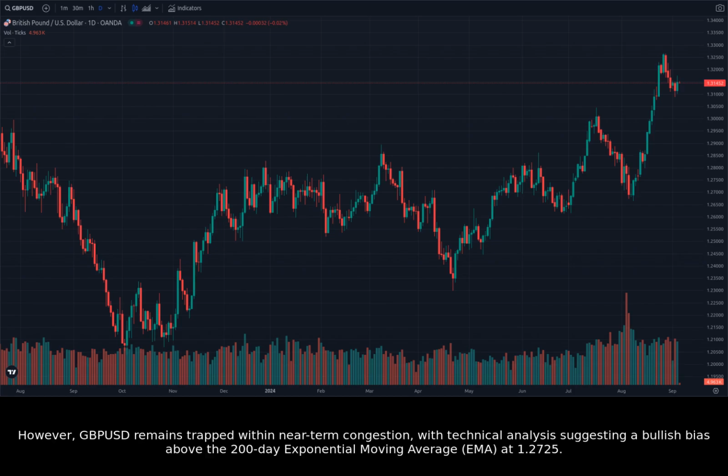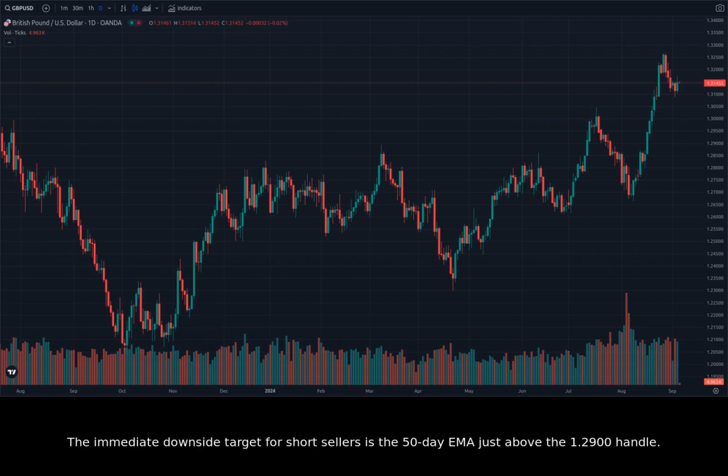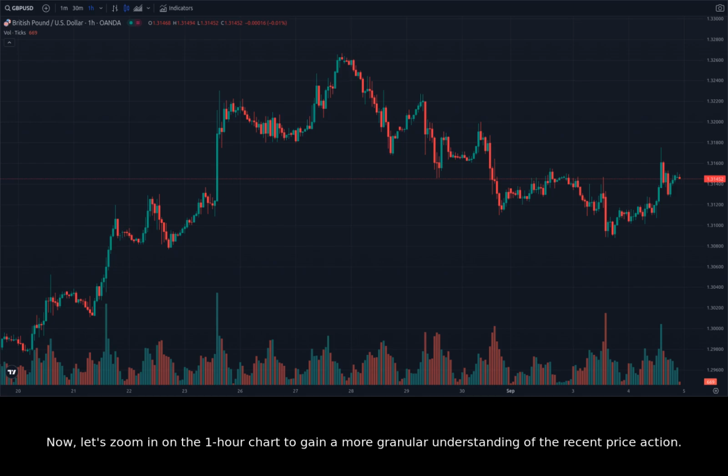However, GBPUSD remains trapped within near-term congestion, with technical analysis suggesting a bullish bias above the 200-day exponential moving average, EMA, at 1.2725. The immediate downside target for short sellers is the 50-day EMA just above the 1.2900 handle. Now, let's zoom in on the 1-hour chart to gain a more granular understanding of the recent price action.